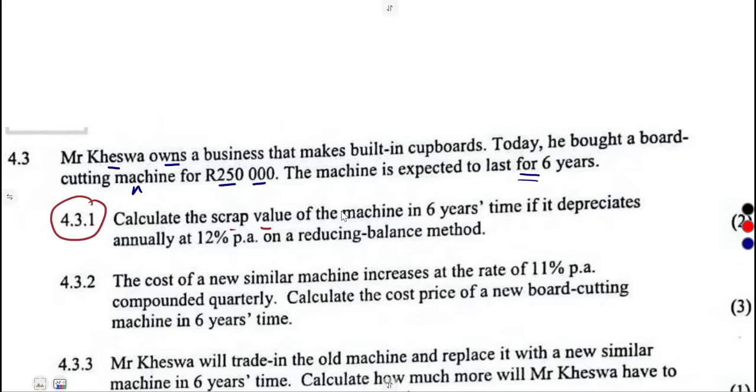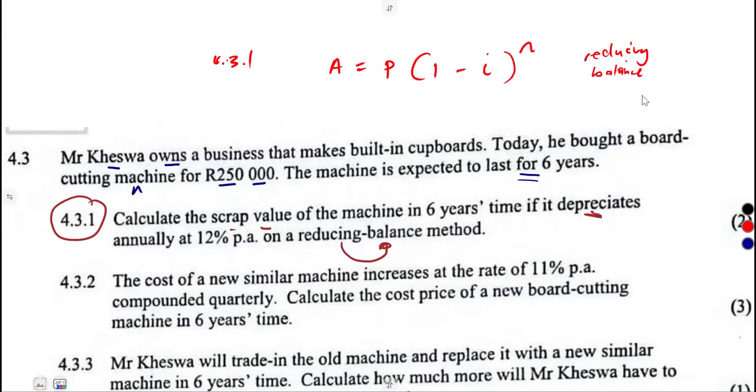of the machine in 6 years' time if it depreciates. There is a depreciation there annually on a reducing balance method. So we are dealing with depreciation here, guys. This one is just going to be straightforward. Remember, amount is equal to P into 1 minus i to the exponent of n when dealing with what? Reducing balance. So what is the scrap value? The value at the end of what? 6 years. So A is equal to P.